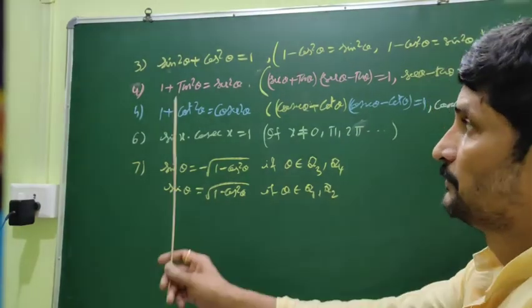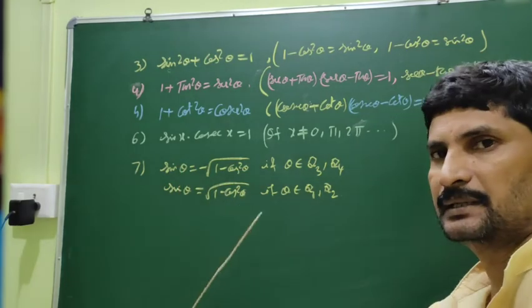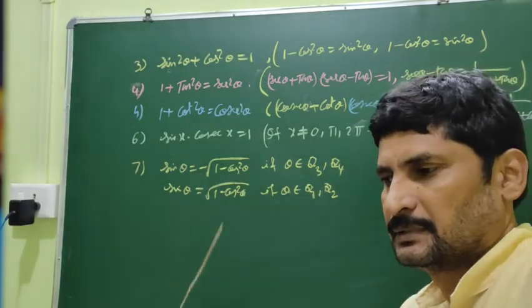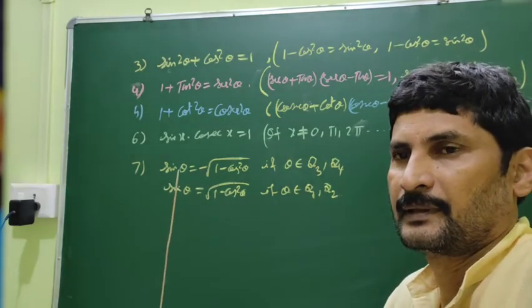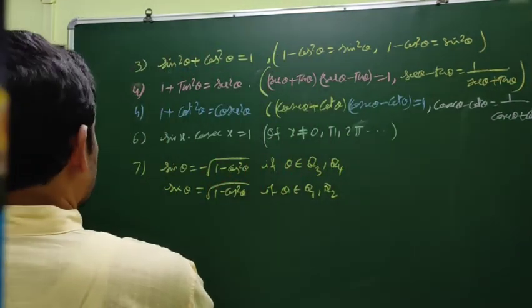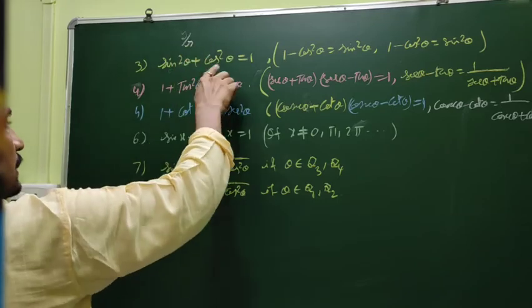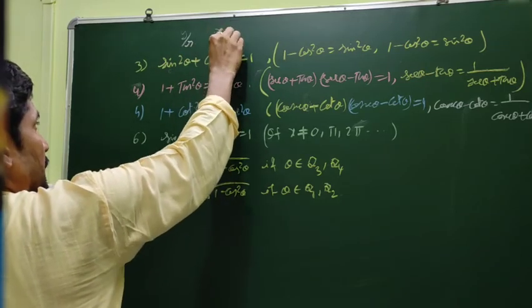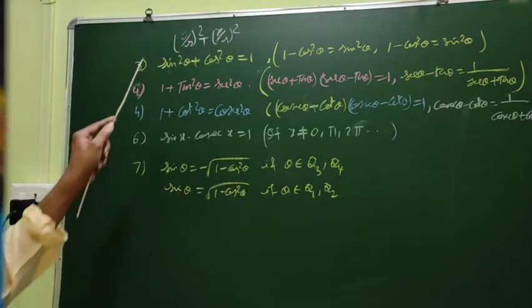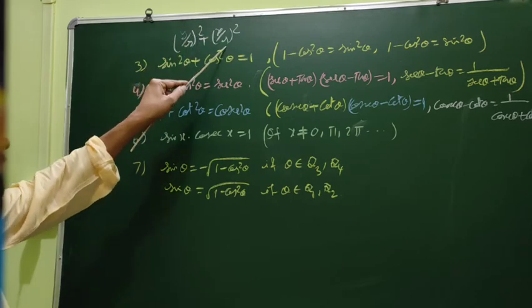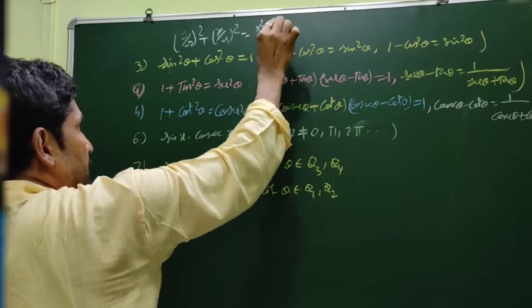Welcome back. Formula third: sin square theta plus cos square theta is equal to 1. Why is it 1? What is sin square theta? Sin theta is equal to y by r. Cos theta is x by r. Squaring on both sides and adding, so y square by r square plus x square by r square, that is (x square plus y square) by r square.